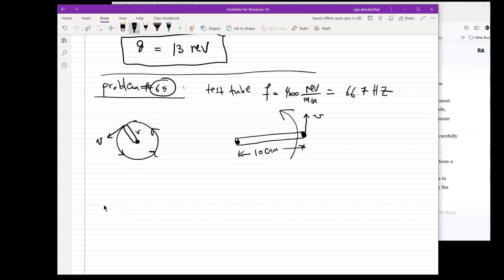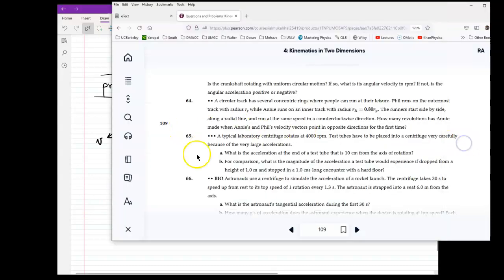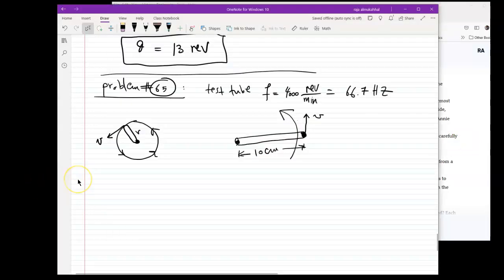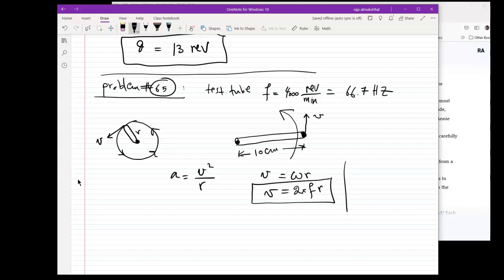So how do we do it? Well, he wants to know, what is the acceleration? So we know that the acceleration is v squared over r. He's asking for the centripetal acceleration. And I need to find v. Again, you can find v in two different ways. Omega r, which is 2 pi f r. Now we get one formula to find v. Or the other one, the book's favorite, is 2 pi r, the circumference, over the period. Either way, you're going to get the answer. Okay, I'm going to use this one right here.